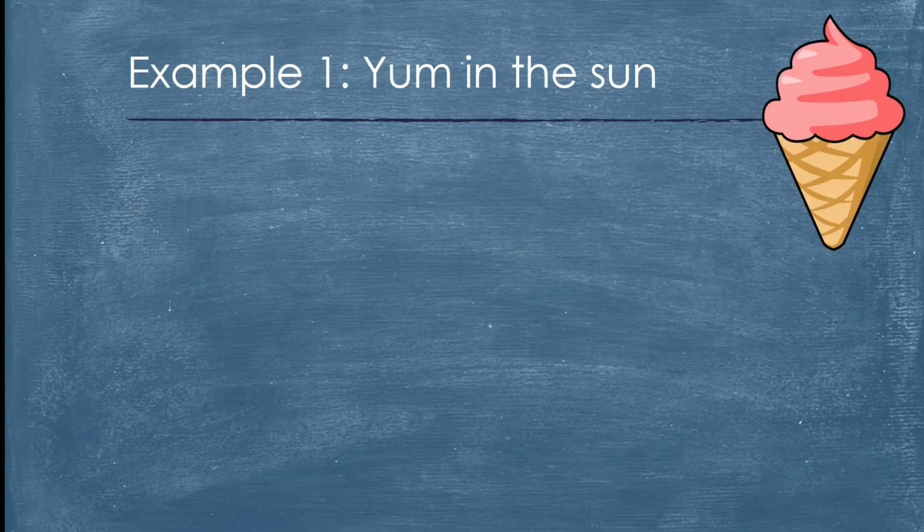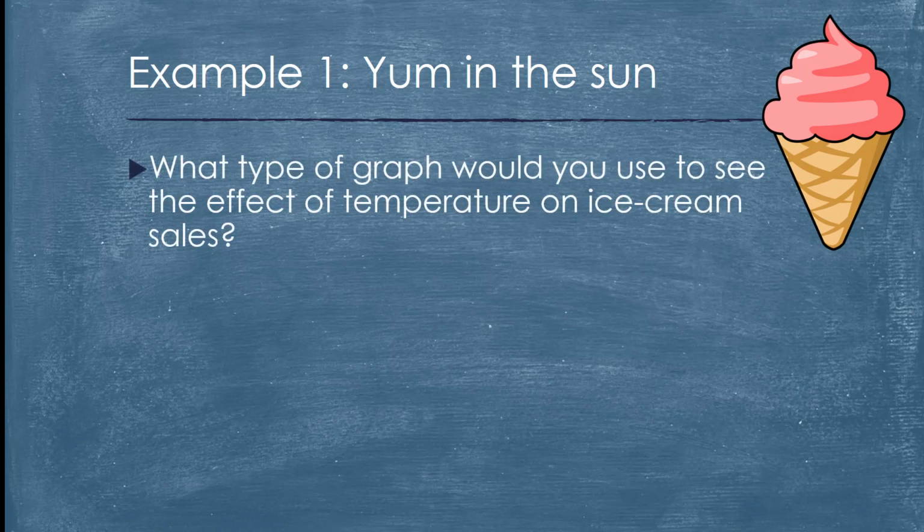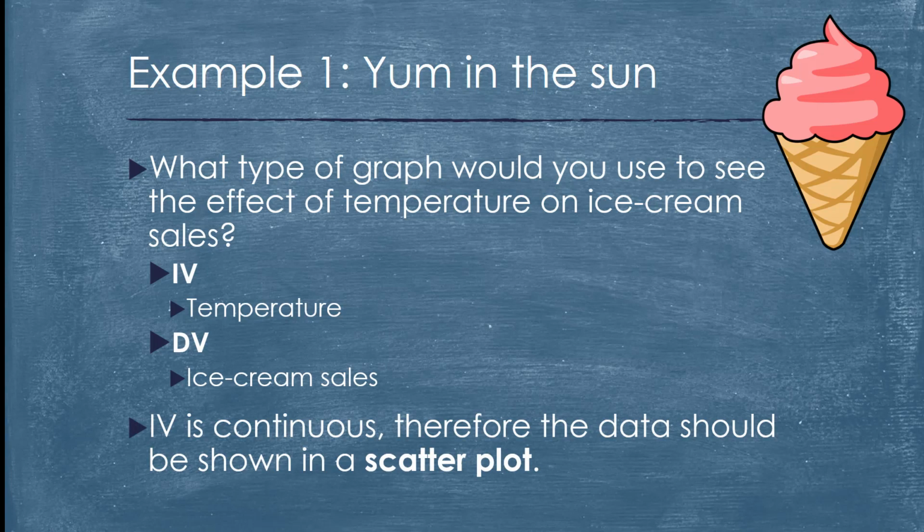Example number 1, yum in the sun. What type of graph would you use if you wanted to see the effect of temperature on ice cream sales? Well, the first question is, what's the IV and what's the DV? The independent variable, in this case, the one that you're testing, is temperature. You want to see the effect of temperature. What's depending on that is ice cream sales. So is temperature discrete? Is it categorical? Or is it continuous? And the answer is, well, it is continuous, right? It's just numbers that continue. Therefore, the data should be shown as a scatter plot.